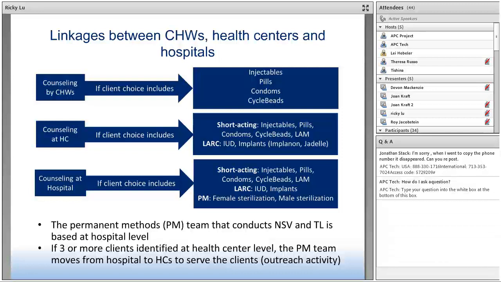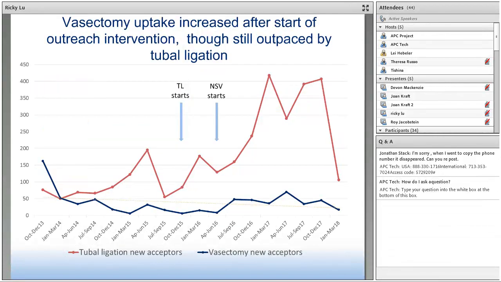They, of course, have the option of coming to the hospital, but generally what we're seeing in this work in Rwanda is that bringing it much closer to the community removes some of the barriers for men to accept vasectomy. So the next two slides just show the results of this short-term work.